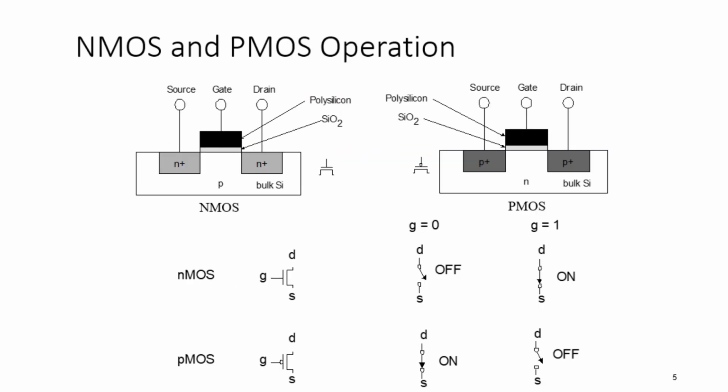Now let's break it down further with NMOS and PMOS transistors. NMOS transistors conduct when the gate voltage is high, while PMOS transistors conduct when the gate voltage is low. By combining these two, we can create the fundamental building blocks of digital logic, like the CMOS inverter.